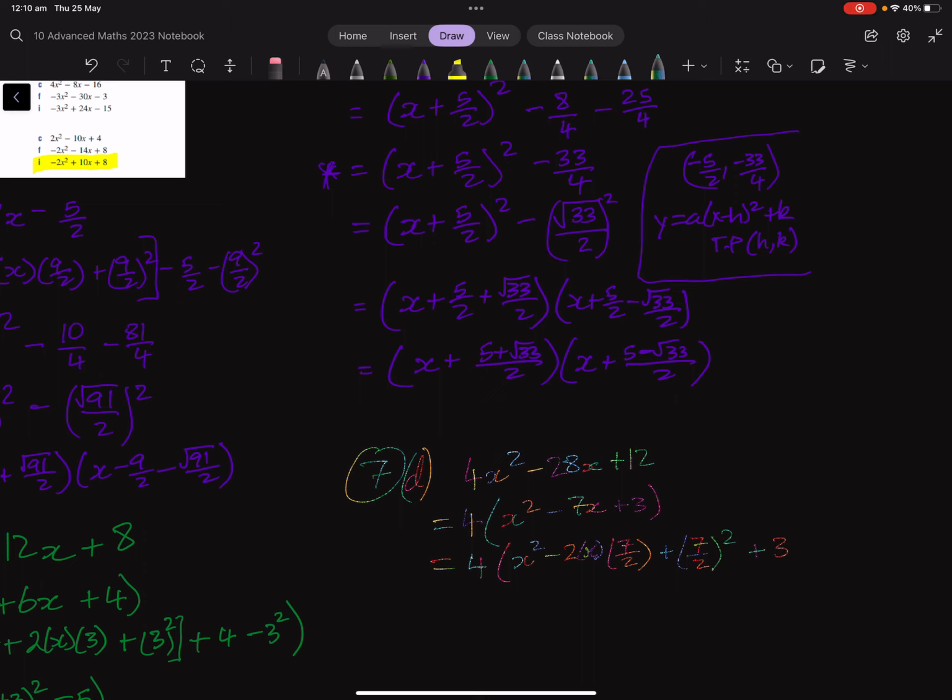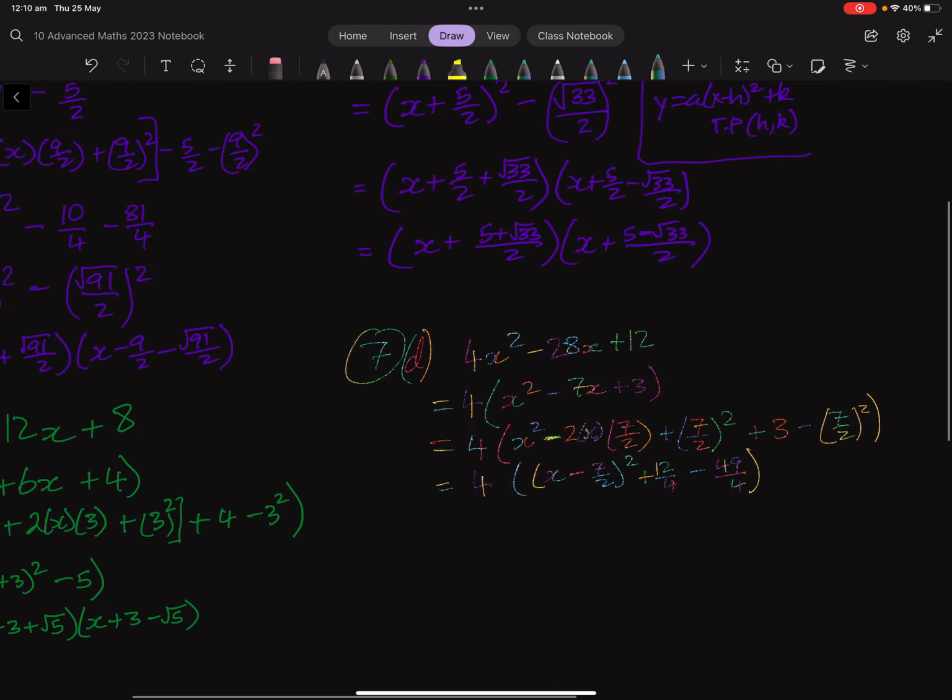I already had the plus 3, and then I can't change what this equation was worth, so I've got to subtract 7 over 2 all squared and close that final bracket. All right, the first 3 terms become a perfect square. It's x minus 7 over 2 all squared. And then 7 over 2 squared is 49 over 4. So I'm going to write my 3 in terms of quarters as well, and of course 3 would be 12 quarters.